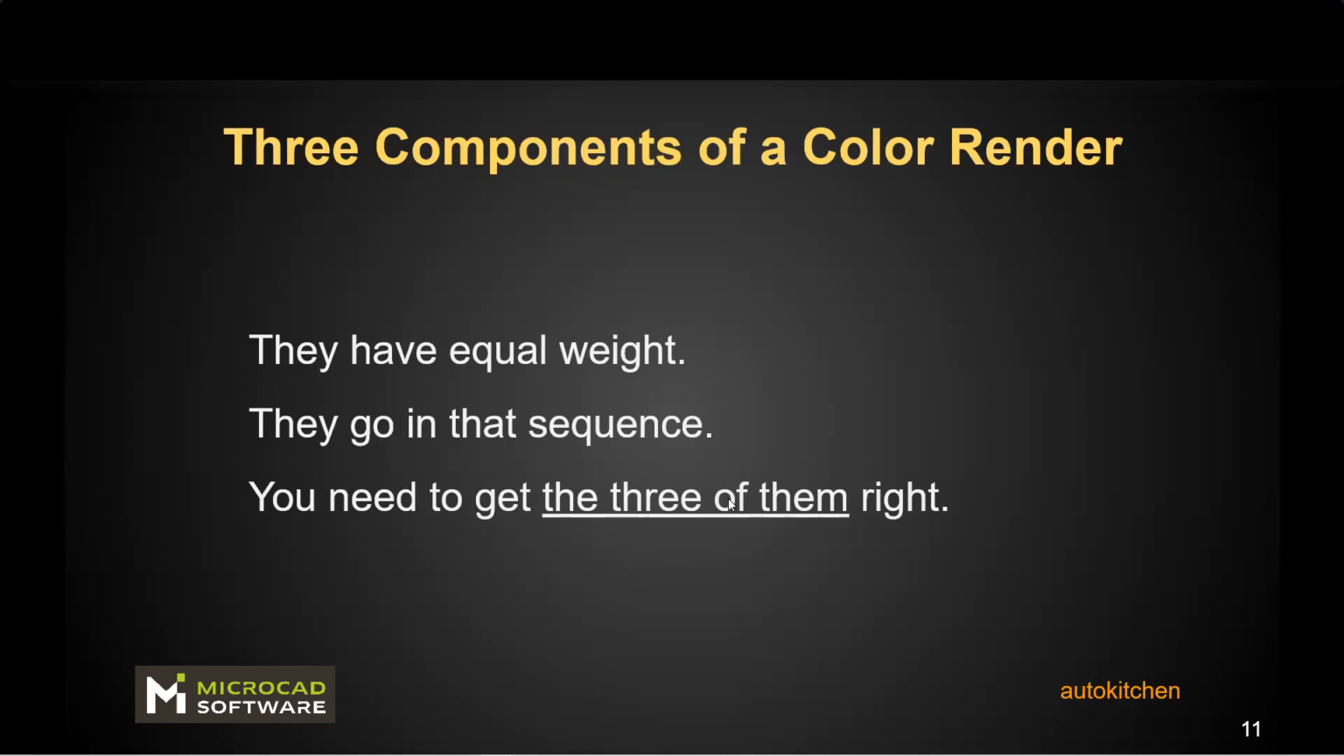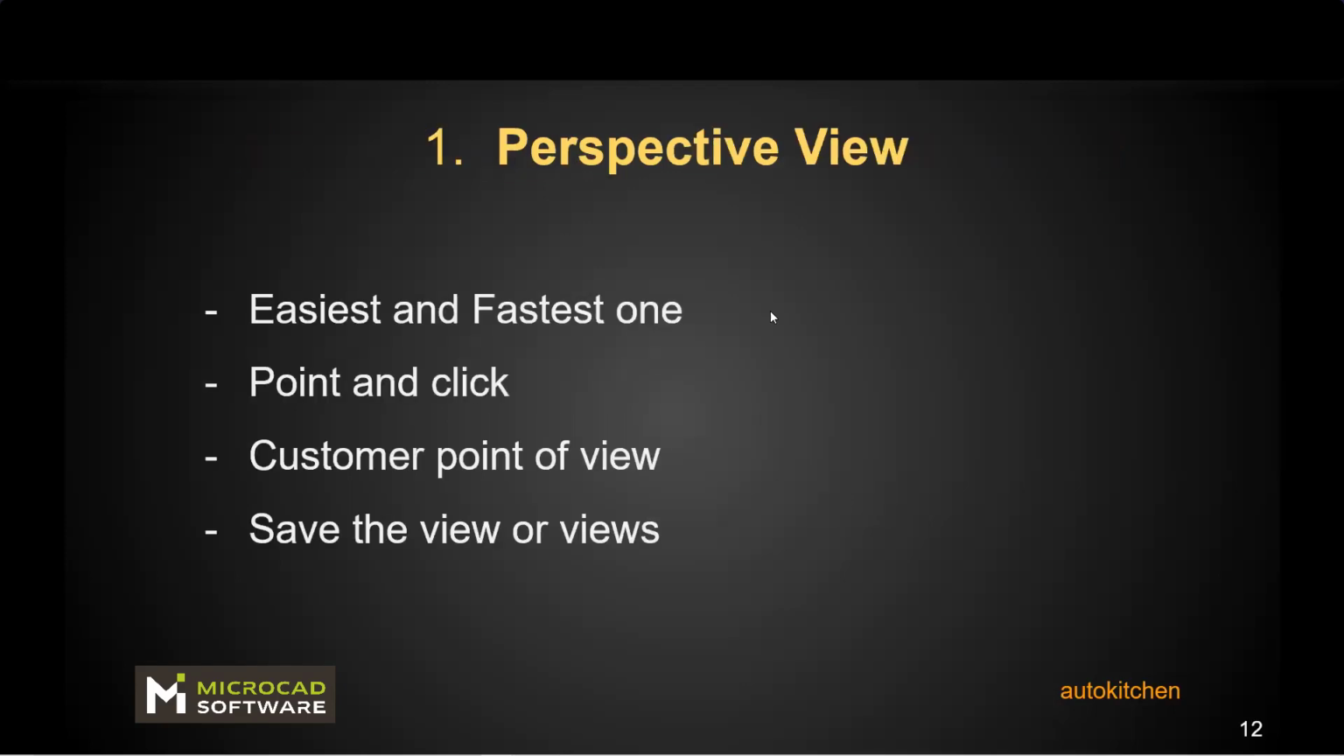So this is not one of those things where you can say, if I get 2 of the 3, I should be in good shape. If you get 2 of the 3, your render will be in trouble. So you need to really get all 3 of them correct. Now, the good news is that they are fairly simple. And today, part of my goal is to show you how simple this can be when you sit down to do it. The first of the 3 components is the perspective view.